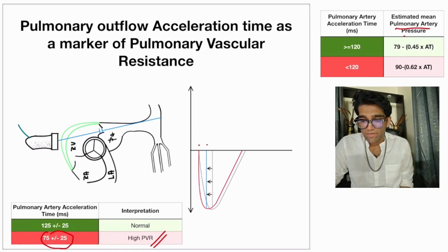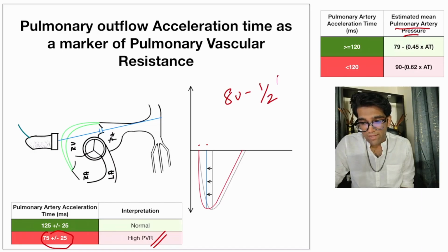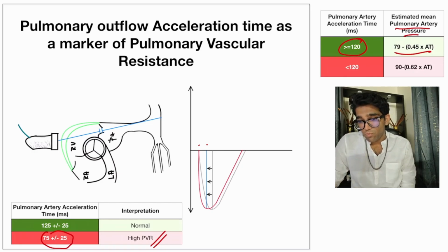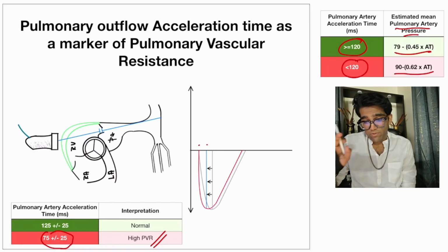pulmonary artery pressure, and we had seen the equation was 80 minus half of the acceleration time. But there are two other equations that can be used depending on the absolute value of the pulmonary artery acceleration time. If it is more than or equal to 120, then we use this formula, that is 79 minus 0.45 into the acceleration time. And if it is less than 120, then we use 90 minus 0.62 into the acceleration time.